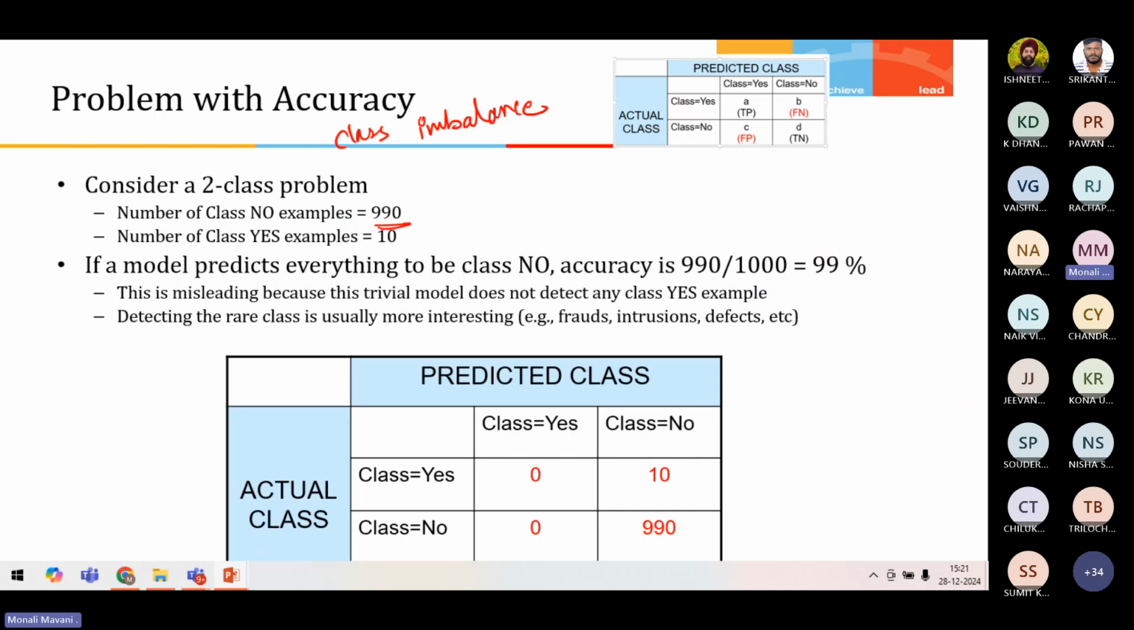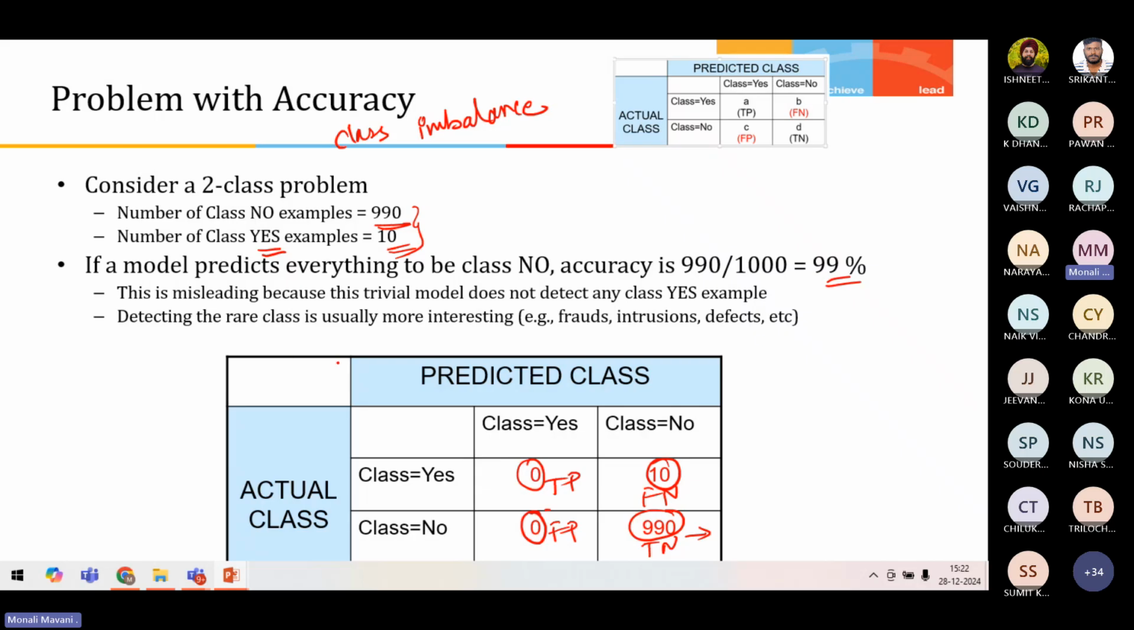Say class no examples are 990 in your test data set and class yes examples are only 10. So it's a highly class imbalanced scenario. And in that case, suppose I get this kind of a confusion matrix. True positive is 0, false positive is also 0, true negative is 990 and false negative is 10. These two are small numbers and true negative is very high. Now, if we calculate accuracy as per the formula, we'll get 99%.